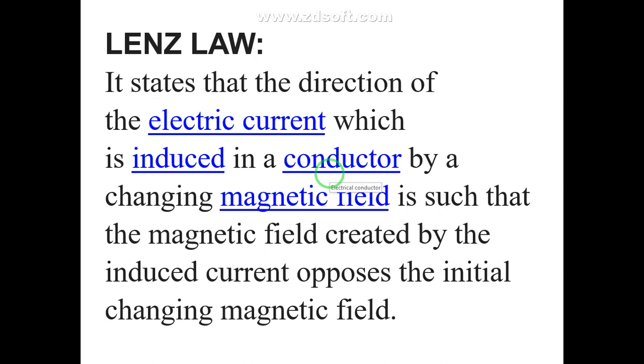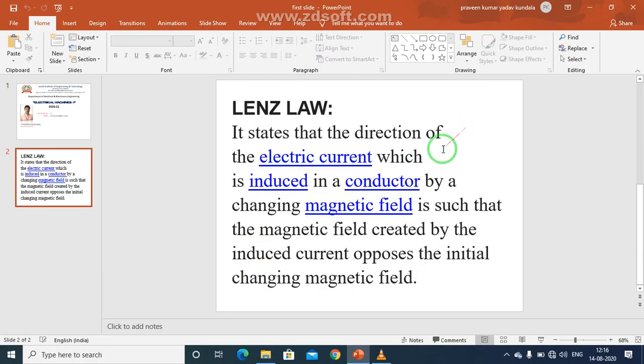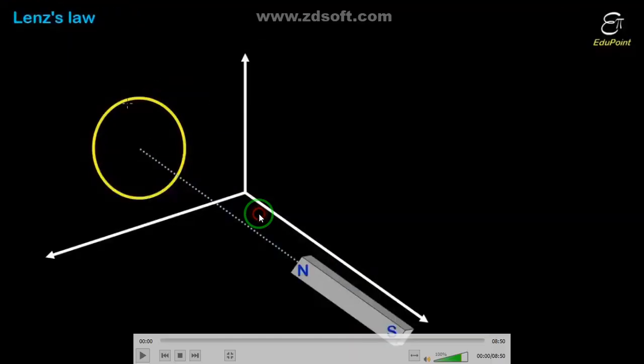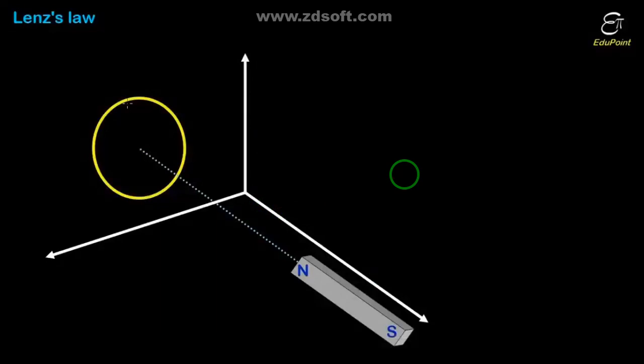Lenz's law states that the direction of electrical current which is induced in a conductor by a changing magnetic field is such that the magnetic field created by the induced current opposes the initial changing magnetic field. It is very simple, but the statement is somewhat difficult, so we will explain it using an animated video. Here I have an animated video for explaining Lenz's law.